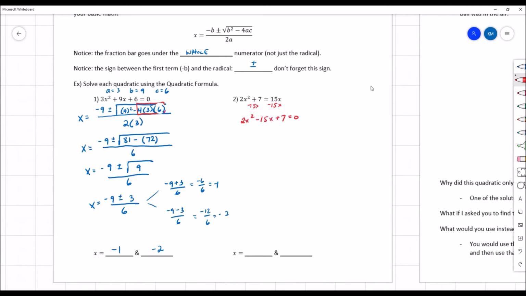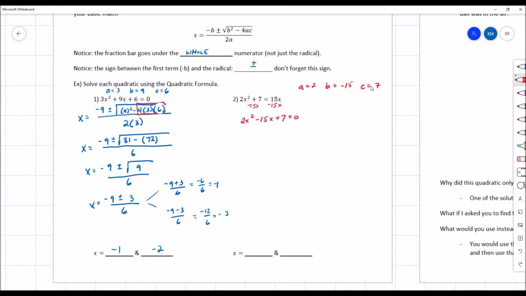Now that I'm there, I'm going to identify a, b, and c. So a is 2, b is negative 15, and c is 7. Okay, a lot of people make the mistake at the beginning of this problem and say, oh, b is 15, because they saw 15 there. Okay, we don't set those until it's equal to 0, and that's why. Okay, so now we plug in our values.